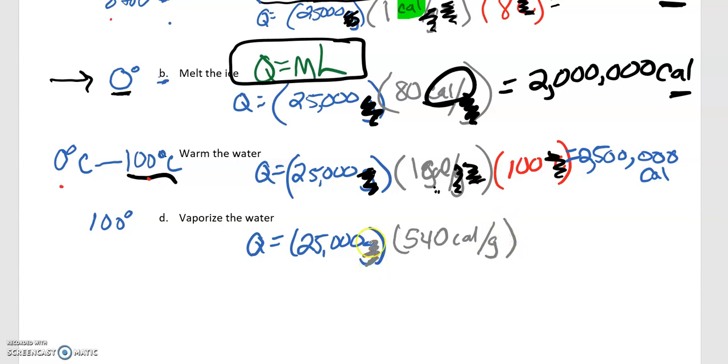Okay, check my labels. My grams cancel out with each other. Multiply those two together. I get 1, 3, 5. Okay, so 13,500,000 calories.